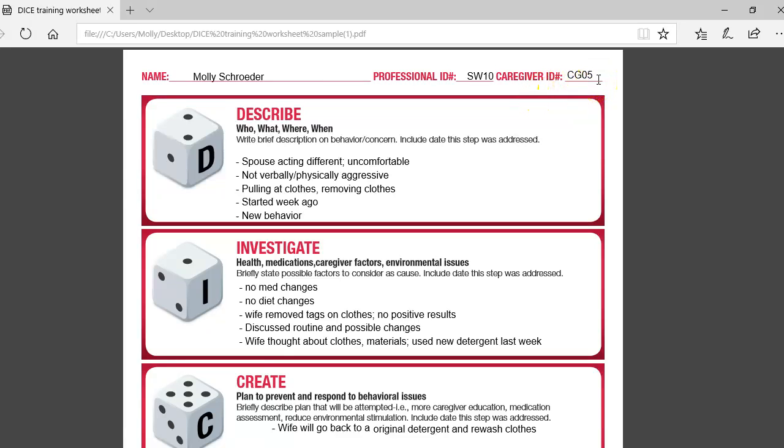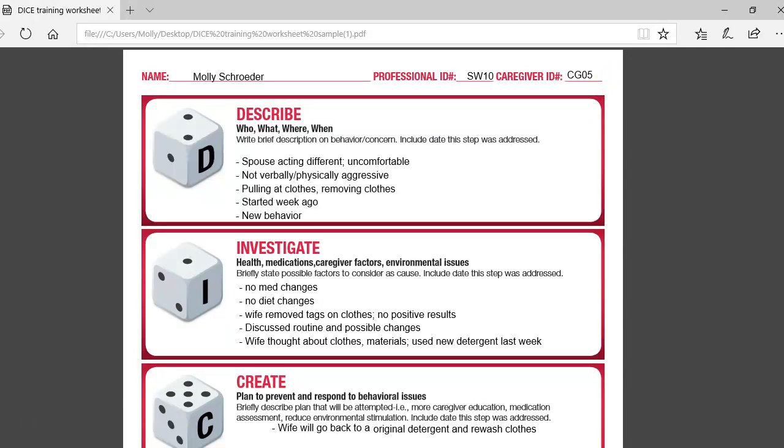However, the caregiver ID number is something that you will create on your own. It can be any combination of letters or numbers. Here I put CG for caregiver 05. So again, you can use any combination of letters or numbers, and that caregiver ID number will always be linked to your professional ID number. It is important to note that you create a different ID number for each caregiver you are working with.